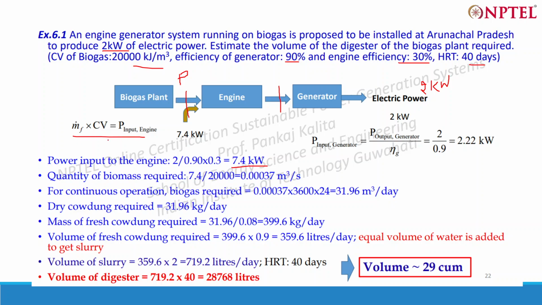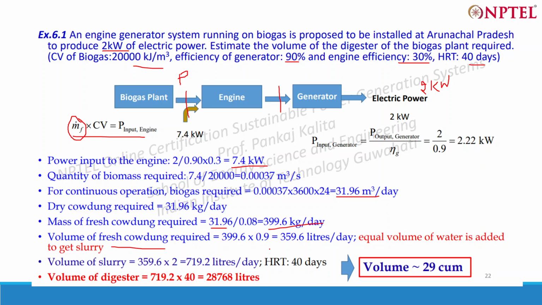So this is the formula. With this you will get the mass of biogas required, like you know the CV, you know the P. That basically means 31.96 kg per day is required, and the mass of fresh cow dung is 31.96 upon 0.08. Okay, so 8% is the TS content of the cow dung. So 399.6 kg per day is required.